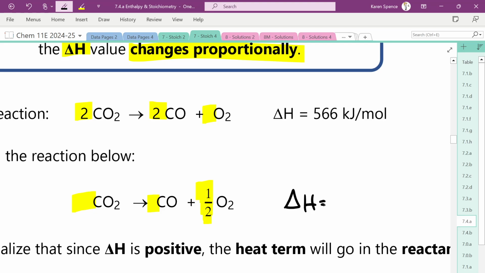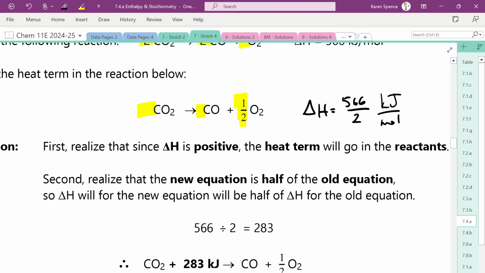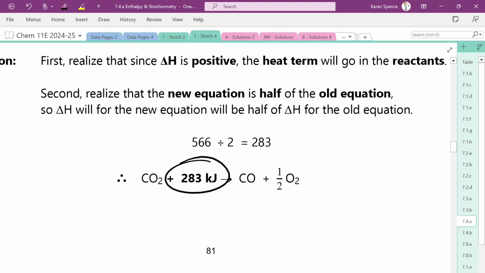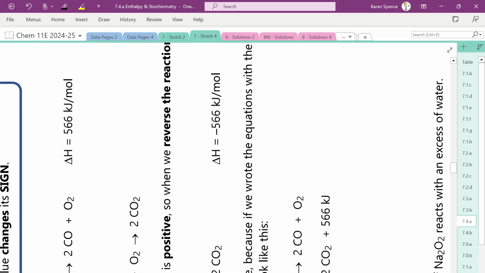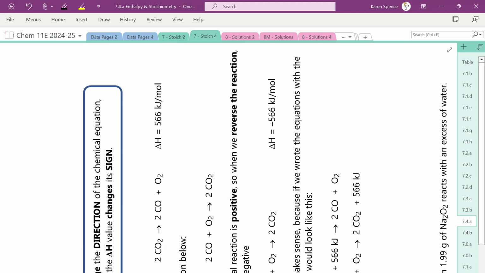How would we calculate it? 566 divided by 2, which is going to give you whatever it gives you, kilojoules per mole. I'm not even going to bother calculating it because we can do that some other time. And if you divide it by 2, oh, here it is. There we go. Divide by 2. I don't know why this is sideways. That's really irritating, but that's okay.